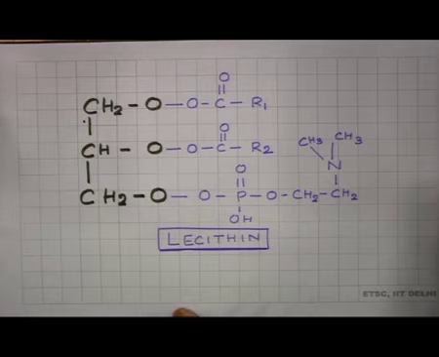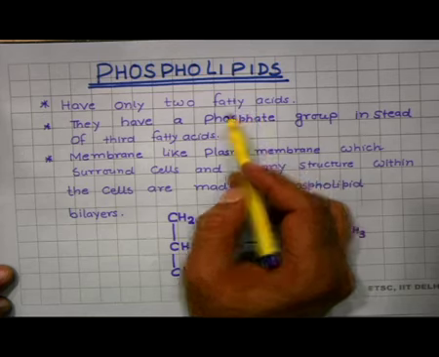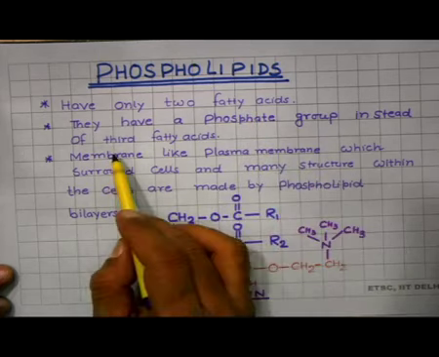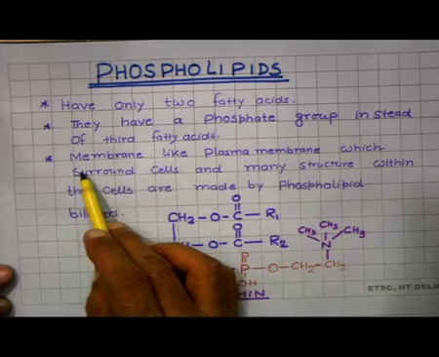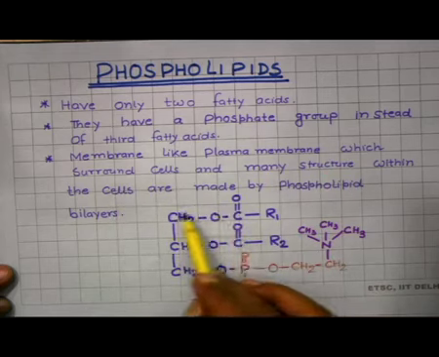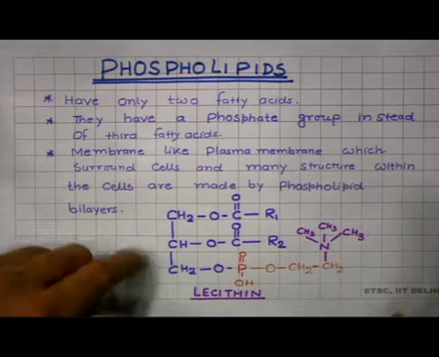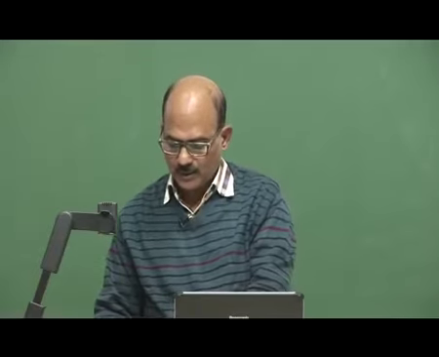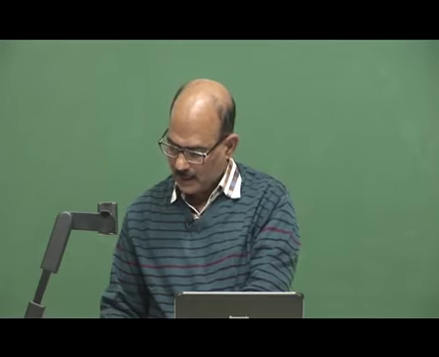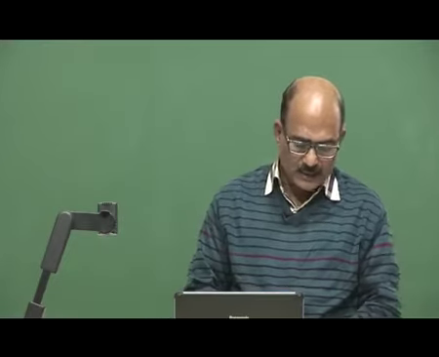So, we can define phospholipids as having only two fatty acids, which are present at carbon 1 and carbon 2. They have a phosphate group instead of the third fatty acid. We have seen membranes like the plasma membrane which surrounds the cell, and many structures within the cell are made by phospholipid bilayer. As the fluid mosaic model of the plasma membrane says, it is the trilaminar membrane where the bilayer of phospholipids is there. So, phospholipid is very important, which helps in the formation of plasma membrane and many other structures inside the cell.